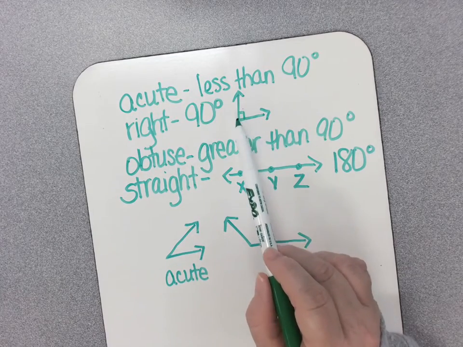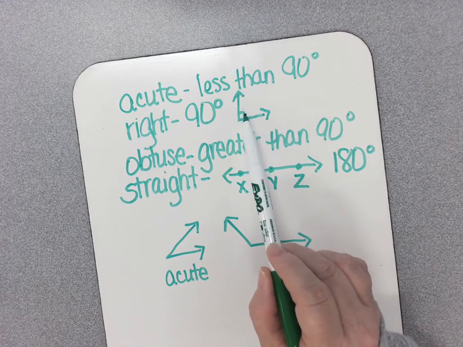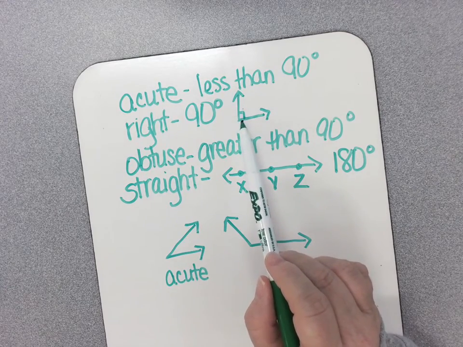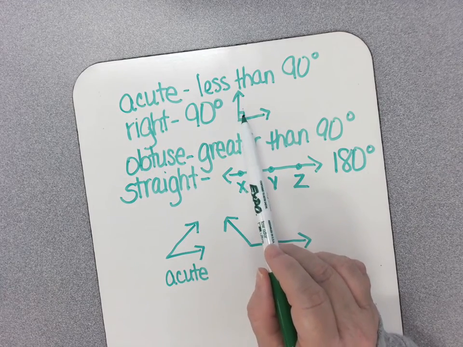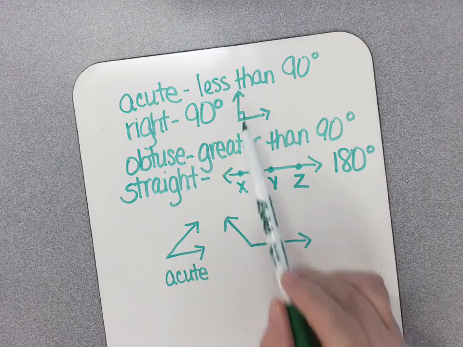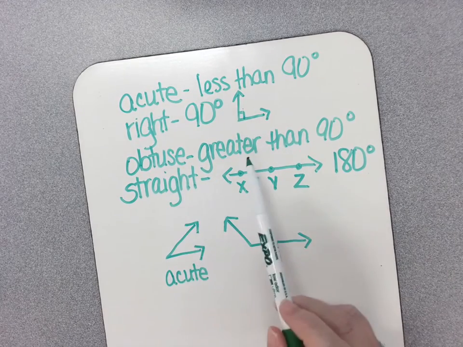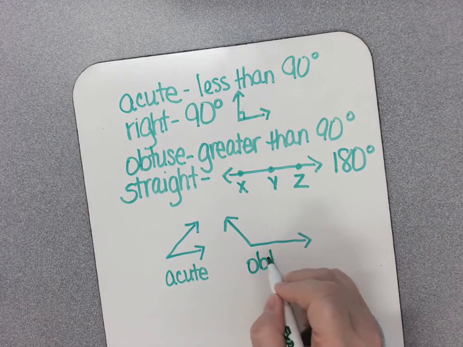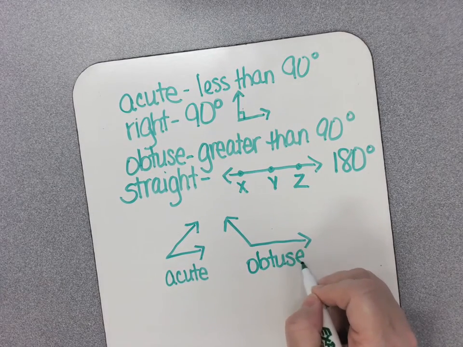It forms a corner and it's marked with this little box because the lines are perpendicular. And where they are perpendicular, where they meet, they make the 90-degree angle. An obtuse angle is greater than 90 degrees. So this would be an example of an obtuse angle.